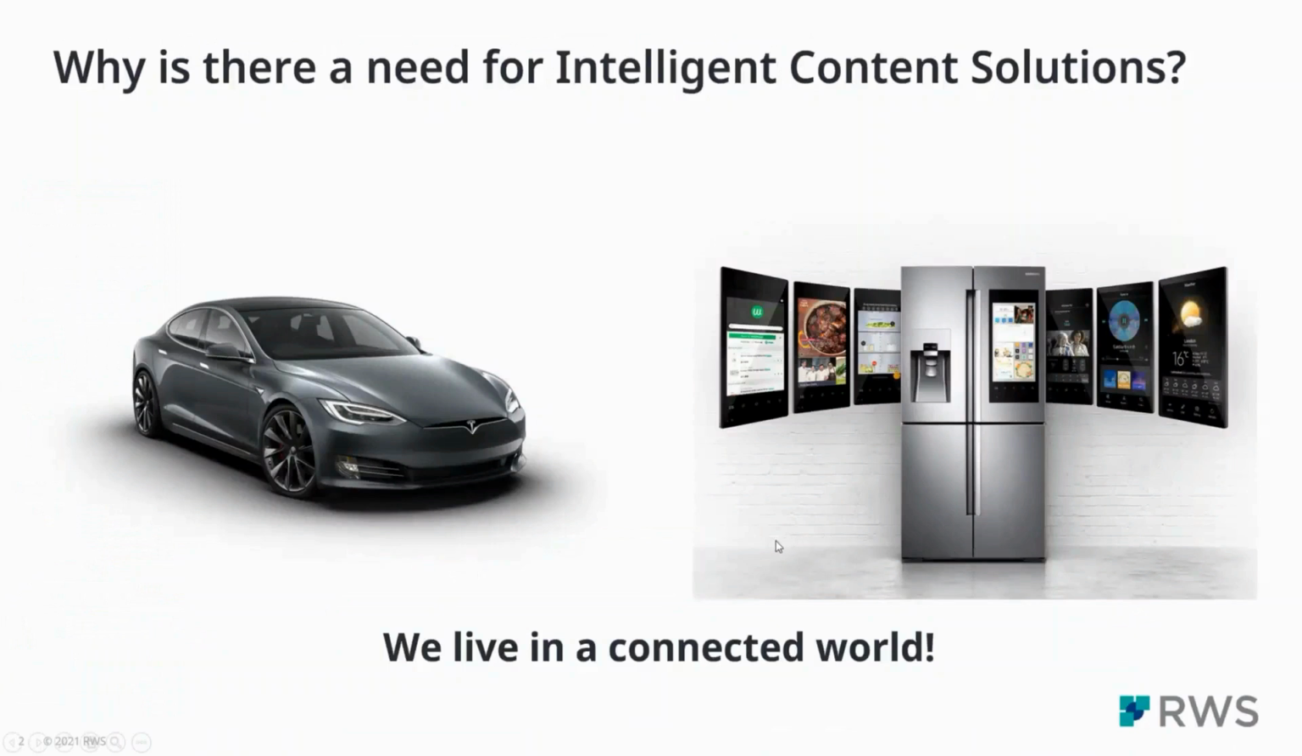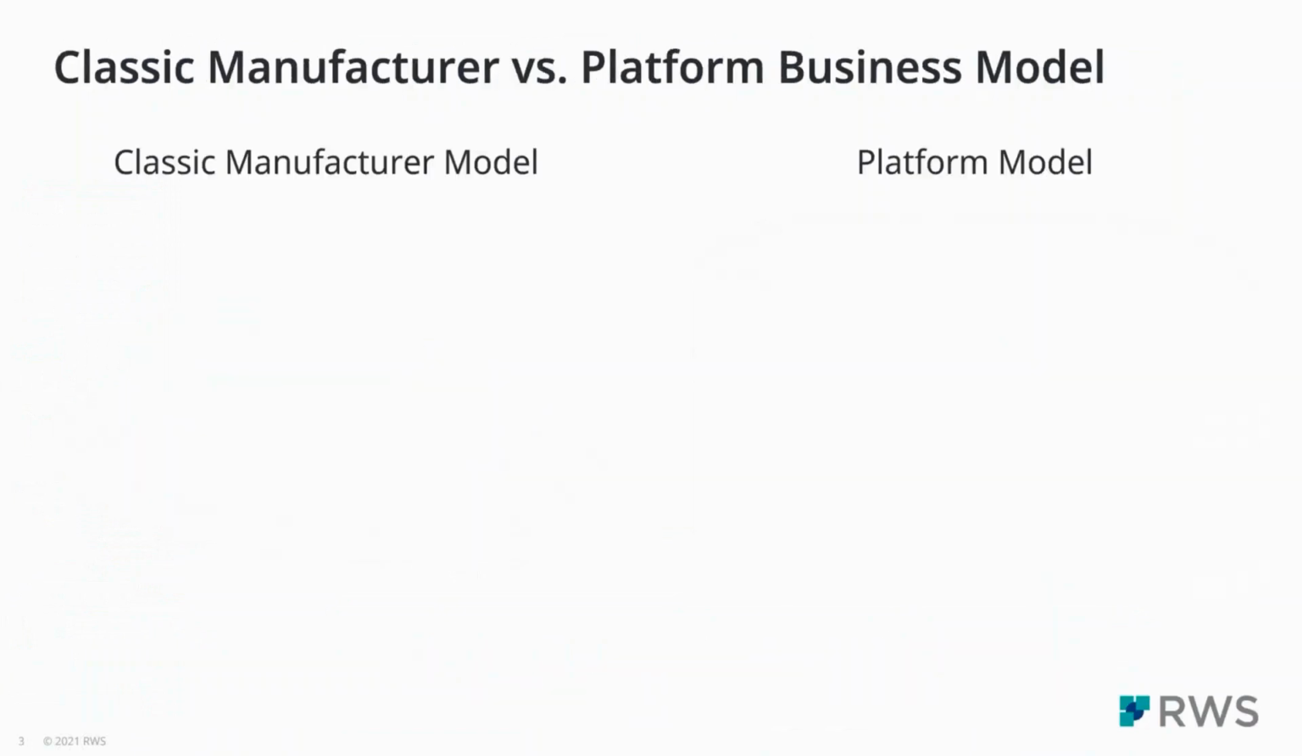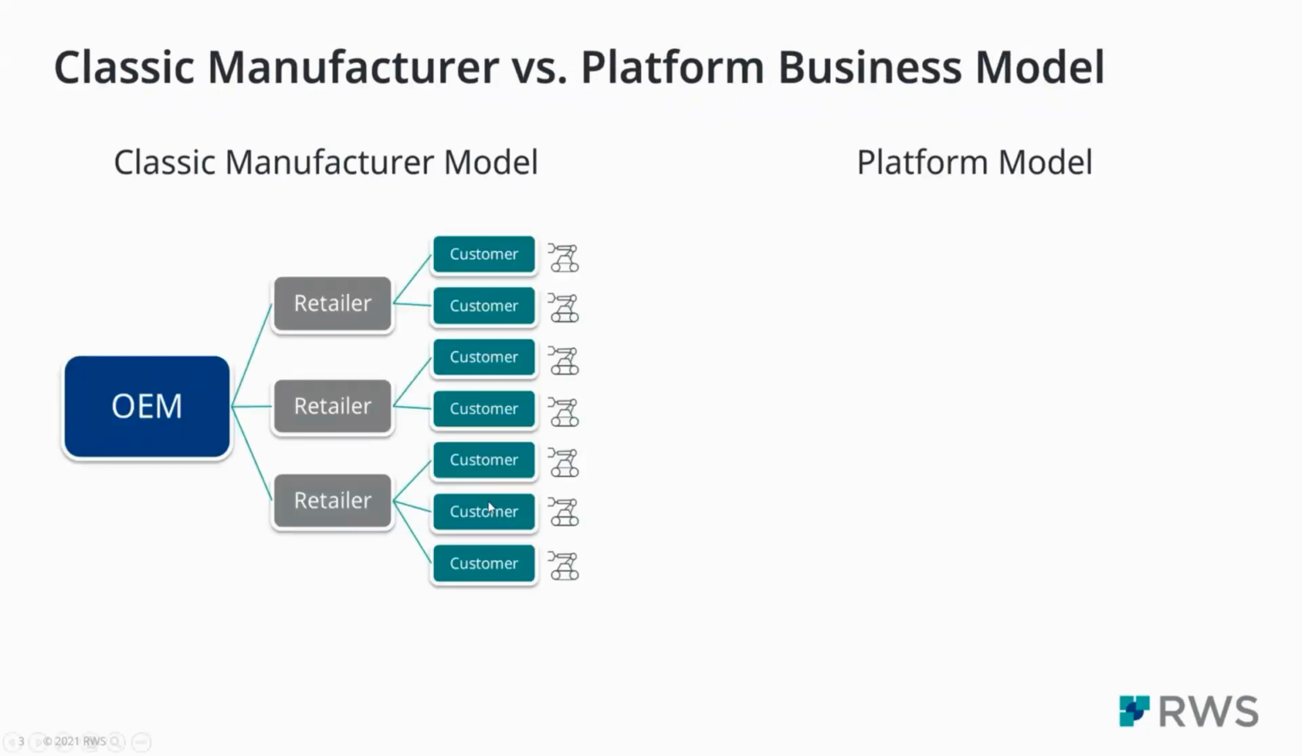So that we expect a different type of active, proactive delivery of content. If we look into the manufacturing industry, what is the actual difference between a company like Tesla and the classic manufacturing model? You can take an automotive manufacturer, a manufacturer of agricultural machines, construction machines.